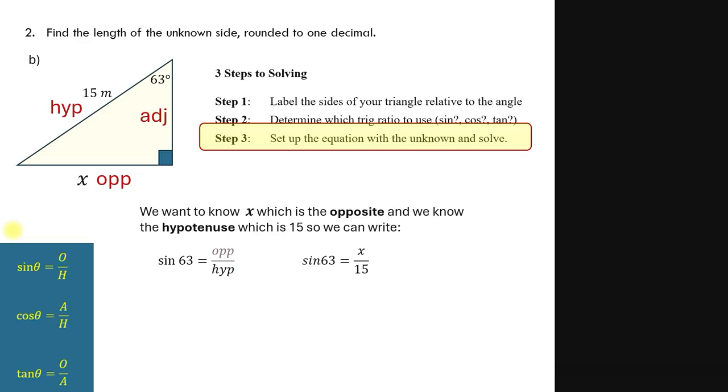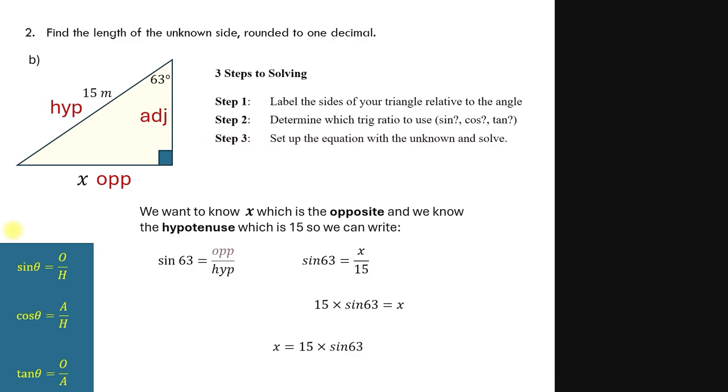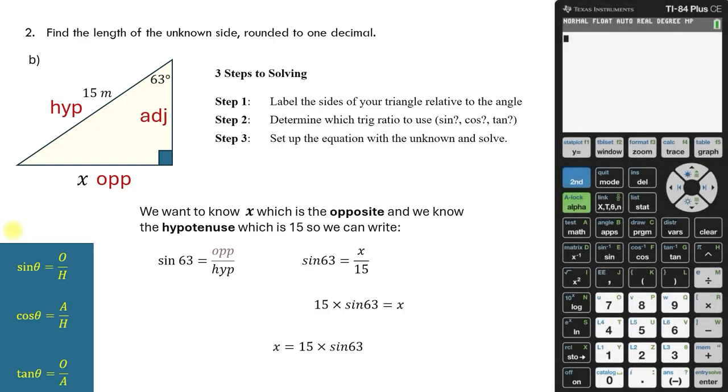Now that we've set up our equation, sine 63 equals x over 15, this becomes an algebra problem. So we can cross multiply and say that 15 times the sine of 63 equals x. Now we go to our calculator and multiply 15 times sine 63. So in this question, we've established that x is equal to 15 times the sine of 63.